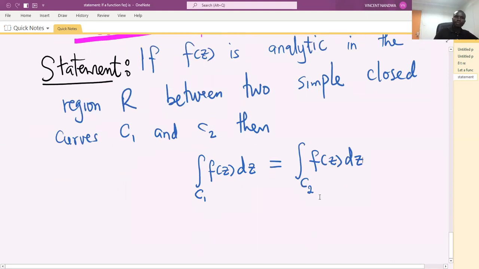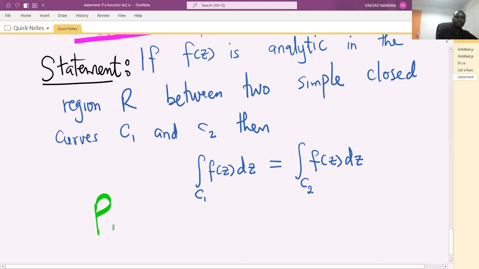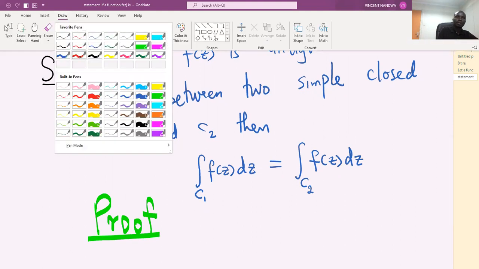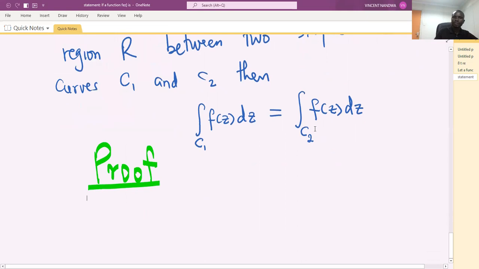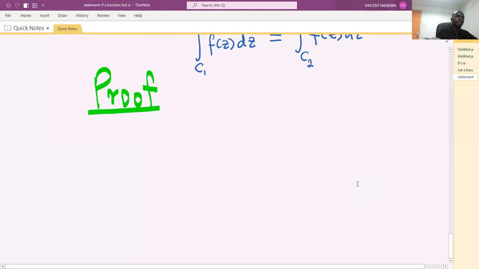So let's provide the proof of this statement of this theorem. Now to prove, let's give a sketch of the curves C1 and C2. So consider the diagrams below.